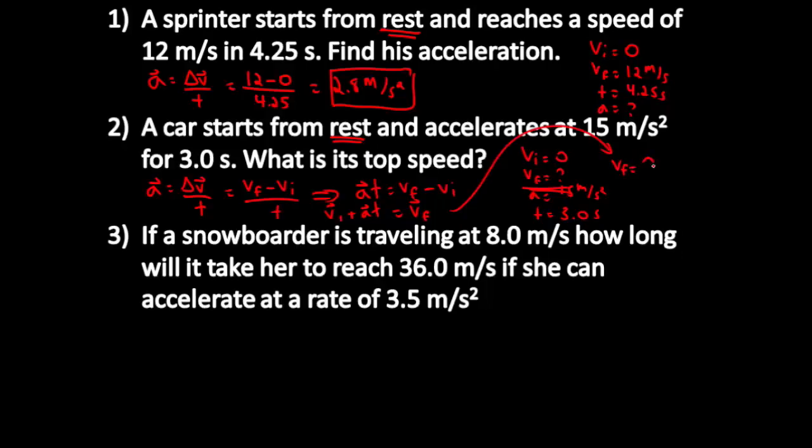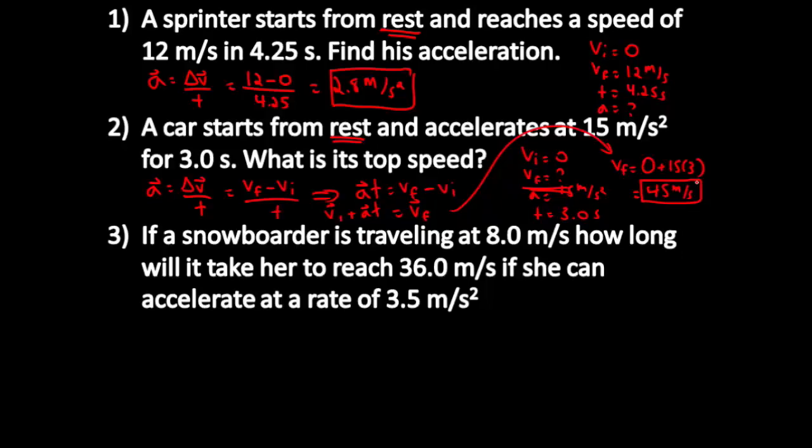VF is equal to VI, which is 0, plus our acceleration, which is 15 meters per second squared, times our time, which is 3 seconds. Well, that's a simple multiplication. We should end up with 45 meters per second. Notice the units. It's in velocity. So there we go. Simple. Again, for those of you that want to just plug in numbers and then do the algebra, that is something we have to try and get away from. You want to do the algebra first, then plug the numbers in, all right?